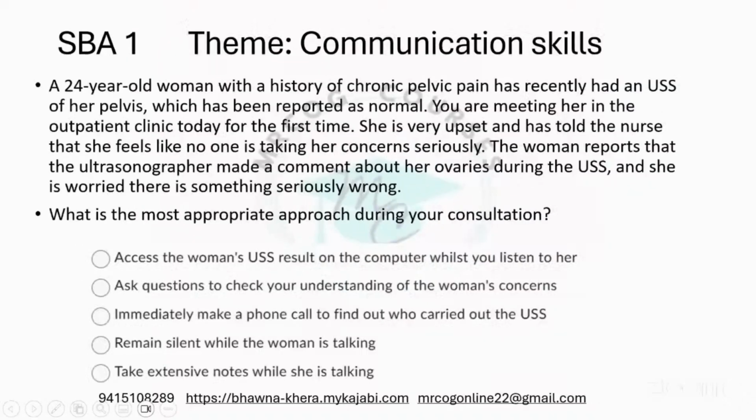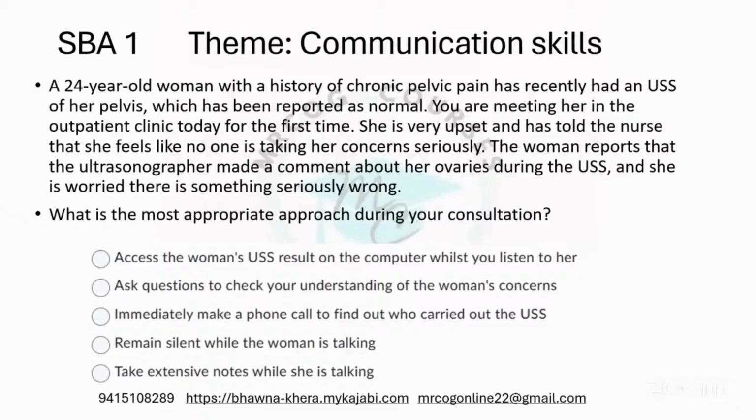Here we start with the questions. As you can see, I'm putting up a theme for the question, because as I have already listed, there are so many themes. We are going to take at least 4 or 5 themes for today, and we will talk about the questions related to that. So the first question comes from communication skills.